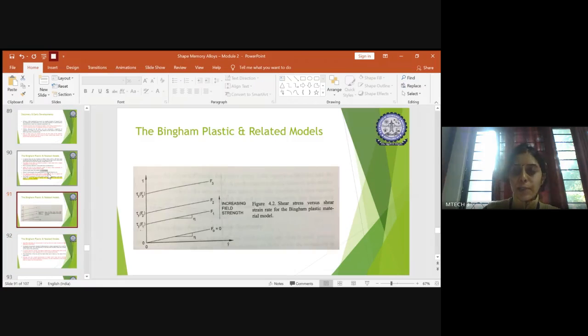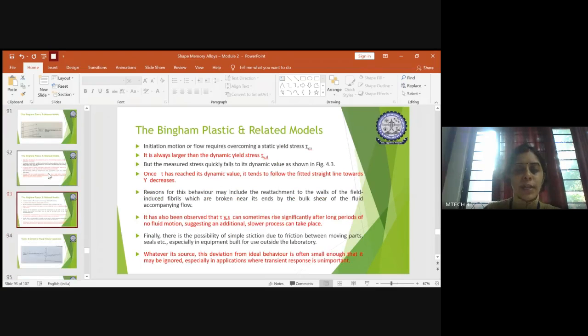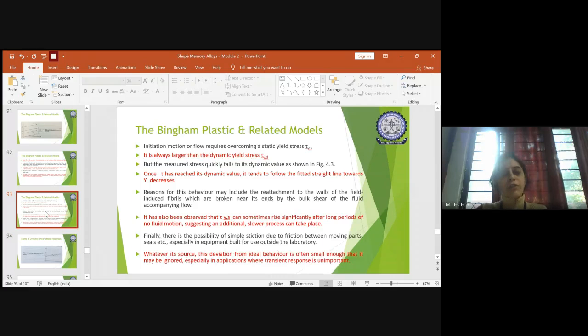So how to determine the pre-stress and the post-stress, the yield strength, how does it vary? All these aspects we dealt with in the previous class, like how the initial shear stress will be more than our yield stress, so how it will come back. We analyzed all those things with the relation of shear stress to shear strain responses for both static and dynamic shear stress. So this was about the mathematical modeling equation related to Bingham plastic and related models.